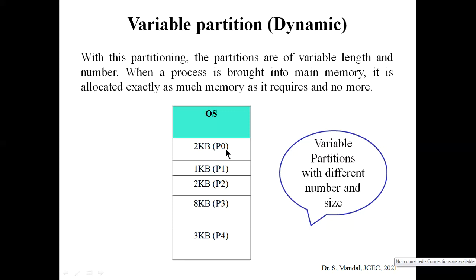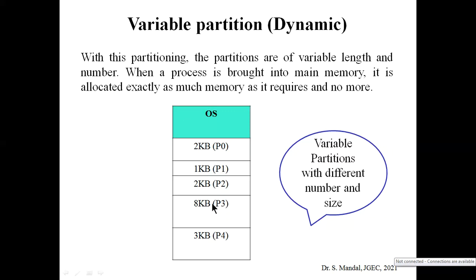Suppose P0 is the first process ready to be loaded into the main memory, and its size is 2 kilobyte. We should allocate only 2 kilobyte to P0, not greater than that. Suppose P1 is a smaller process, like 1 kilobyte. We allocate only a 1 kilobyte partition to that process. This way it will continue.